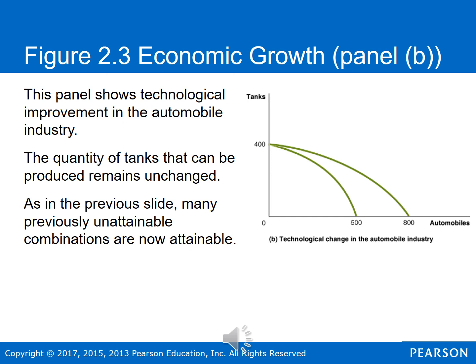So many of the combinations that were unattainable before at the previous production possibility frontier are now attainable at the new production possibility frontier. So in this case, there's something going on that makes it more productive or easier to produce automobiles, so we can use fewer resources to produce them, which in essence allows us to produce more. However, we're not seeing a change in our ability to produce tanks. So this is something specific to the automobile industry. So we end up with the production of one good becoming easier, while the other one does not change.